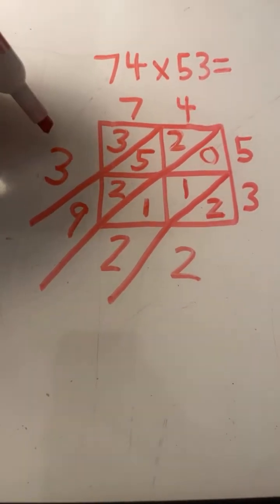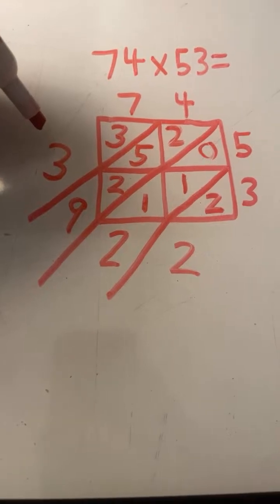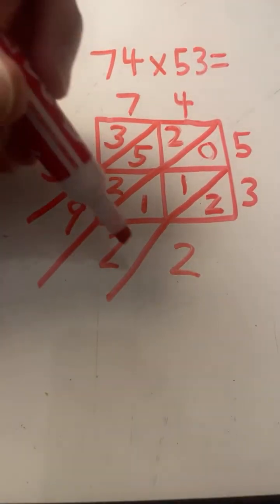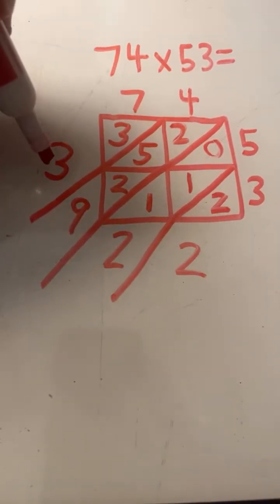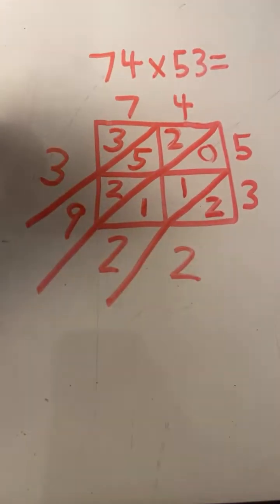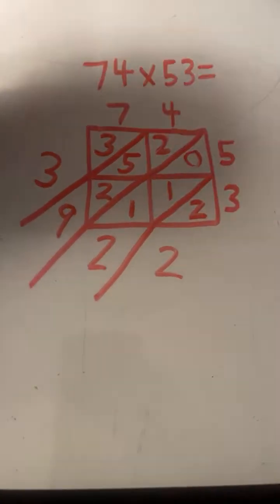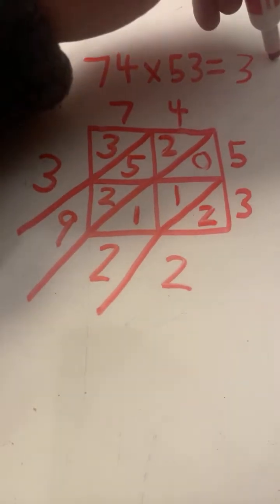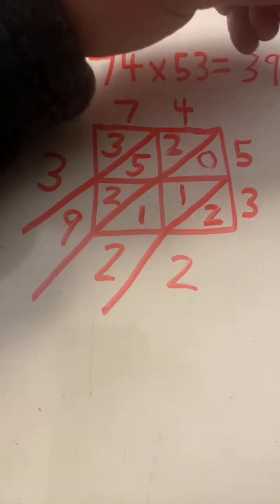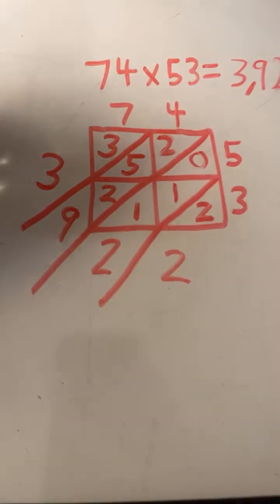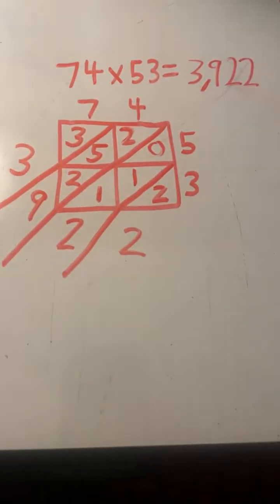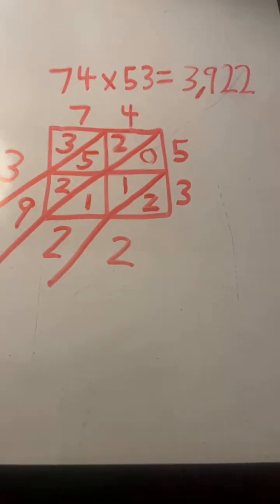Now to get our answer, we read the numbers outside of the square from left to right. So we have 3,922. 74 times 53 equals 3,922. All right, so that is our first example problem.